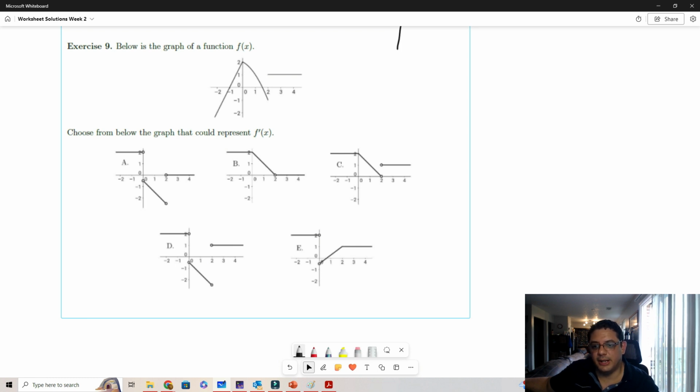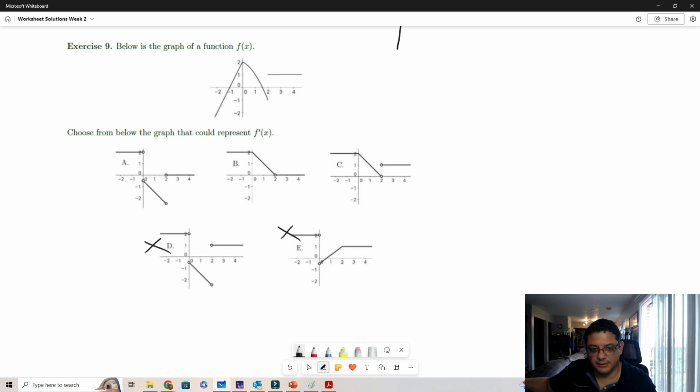Now, why? From 2 to infinity, or from 2 to 5 at least, this is a constant function, so the derivative from 2 onwards should be 0. So this means that this can be, but all these others can't be. So this cannot be, this cannot be, this cannot be, because the derivative of this piece, which is constant, should be 0. So it can be either this or this.